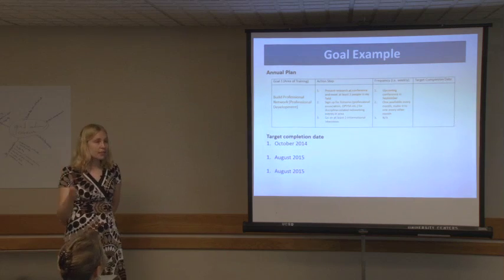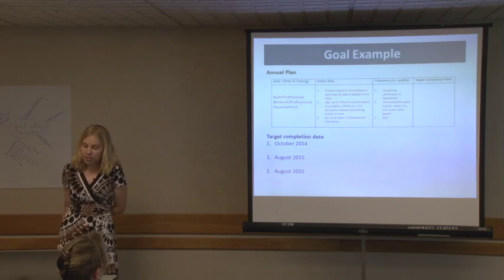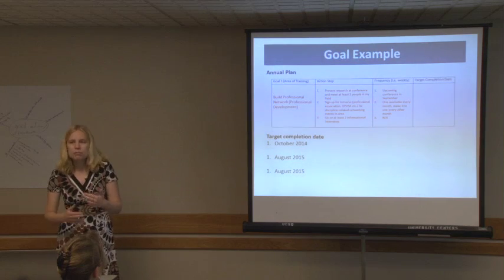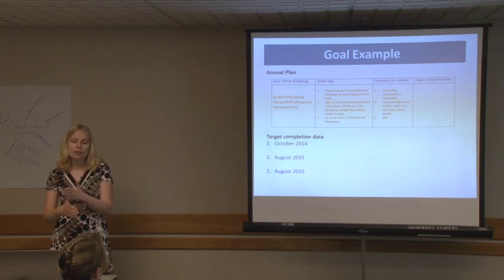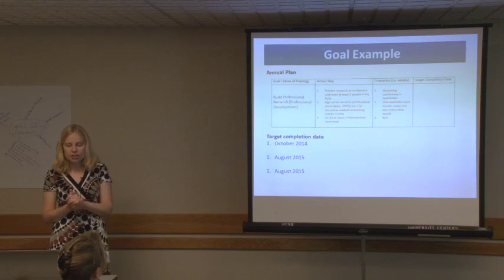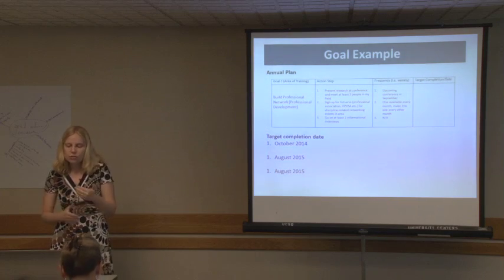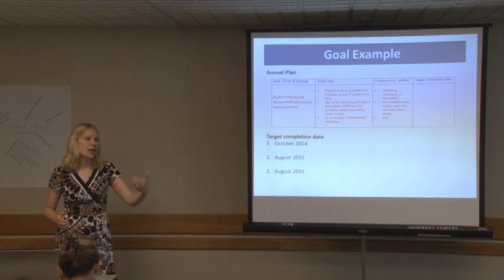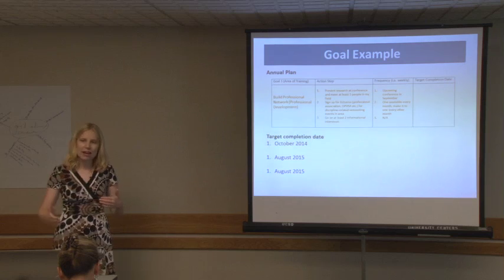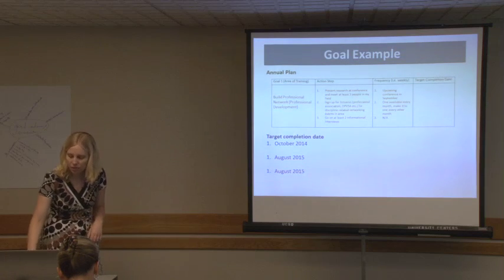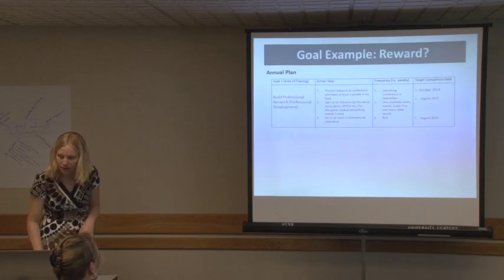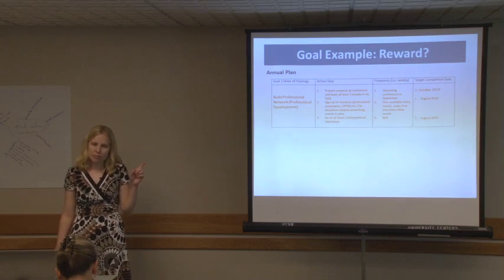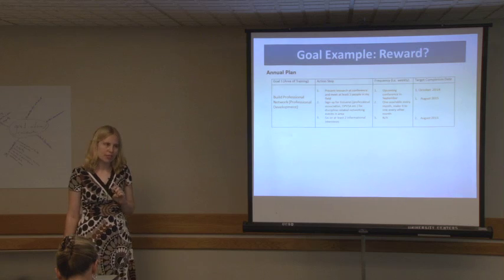And now I need to make it time-bound, so I'm giving myself my target completion date. So the conference is in September, but then I want to follow up with people and solidify the connections, so I'm giving myself a date of October of this year. And then for the other 2, they're kind of ongoing, but I'll set a date of by the next time I do my IDP, right? And I'm doing that annually, so August of 2015 would be the next time I do it. Okay?